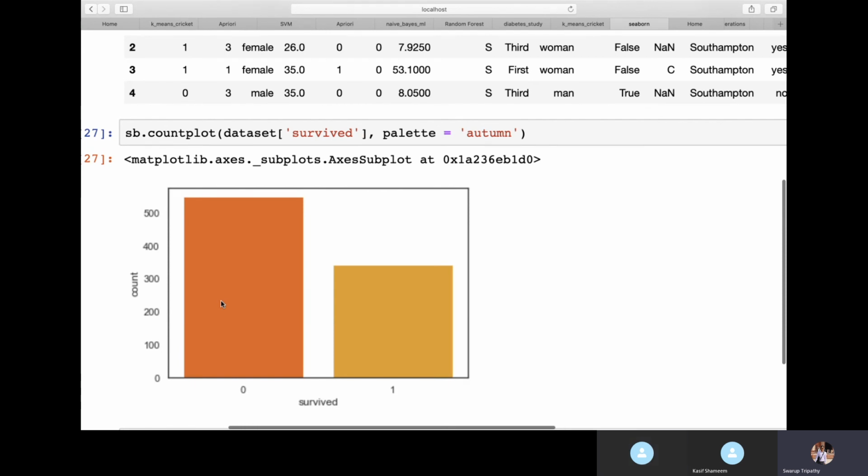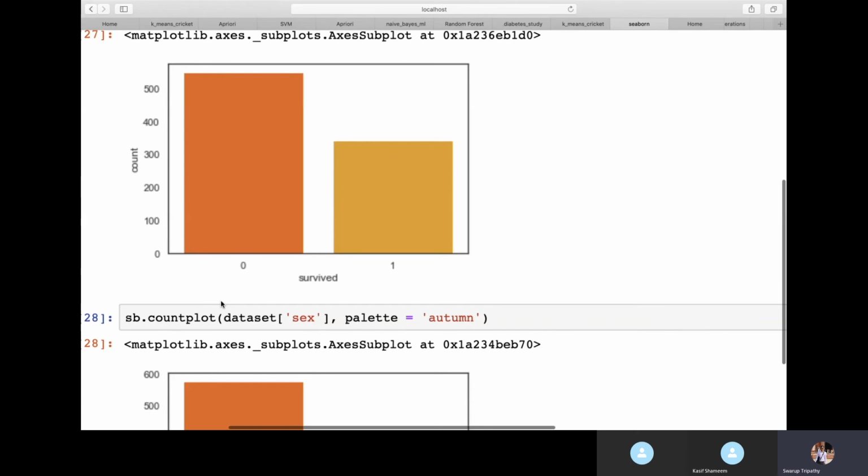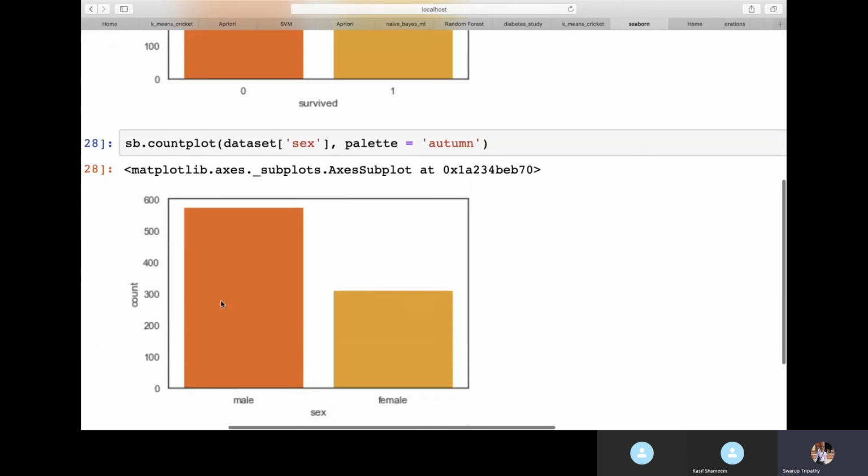Done? Okay, so now the next one: I want to find out how many were male and how many were female within my data. So here I am doing a count plot on dataset of sex. It shows me how many were male and how many were female. We can see more males were there as compared to females: somewhere around 300-some females, but 500-plus males. So more males were there. You can also do this: just copy-paste and change survived to sex. Done.